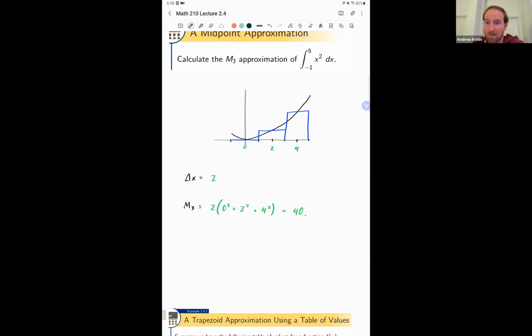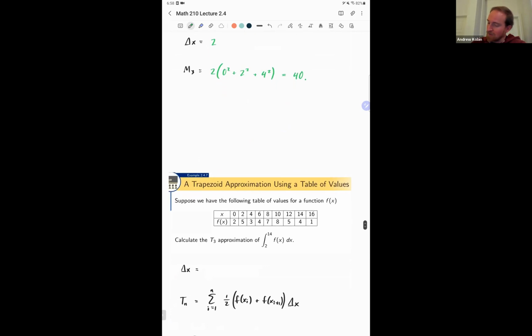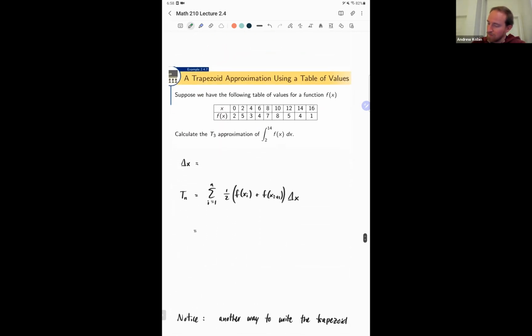And you can go back and compare that to what we got with L3. And if you want, try R3 using right endpoints to compare all of these together. Let's do the next one together right away. This will be on the next slide, but this is what the problem shows.